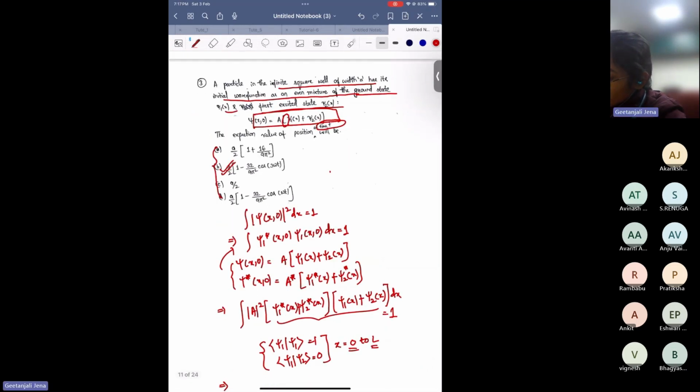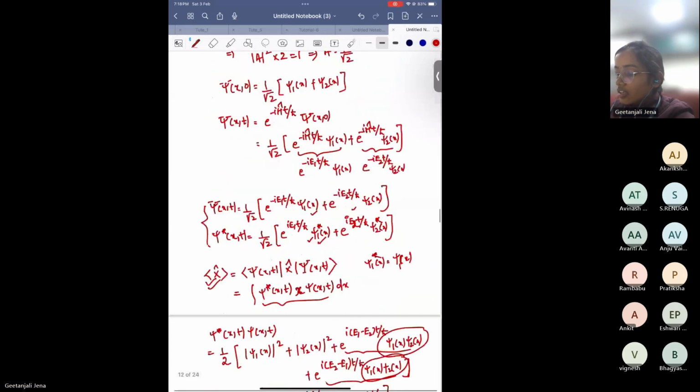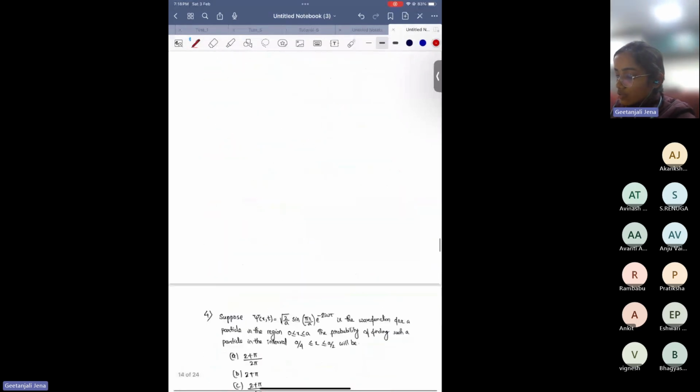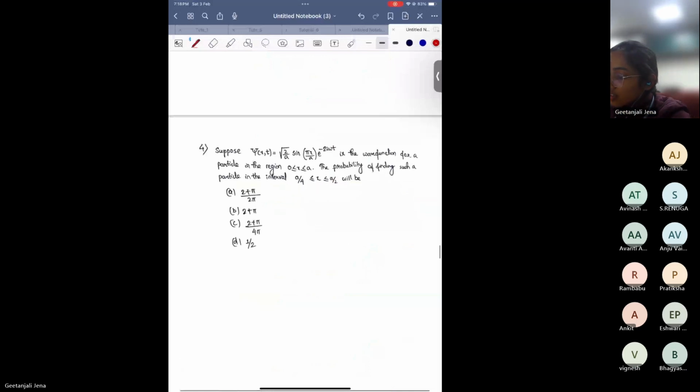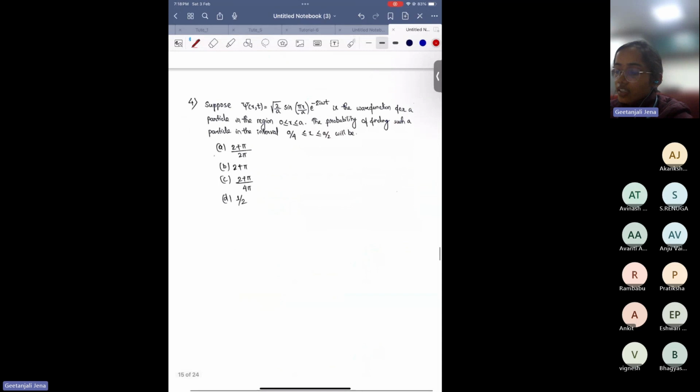So here omega is h cut pi square by 2n square. So just use the integration by parts rule. You can get it. Okay. Now let's move to the next question. Everyone read it once. The next question.